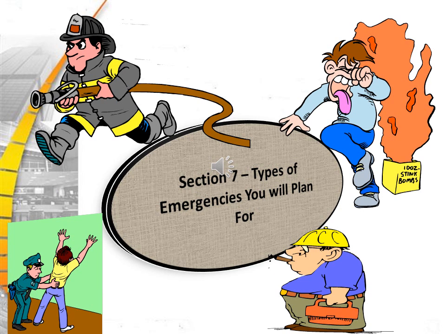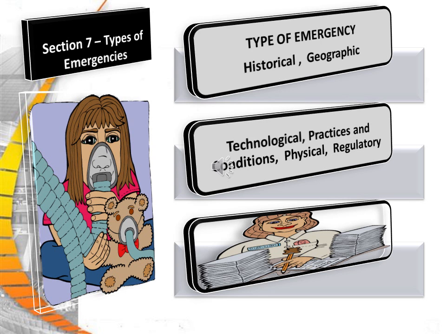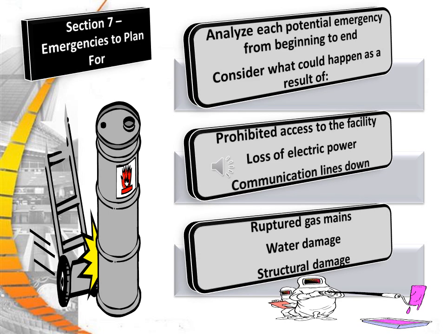Section 5. Types of emergencies you will plan for. Types of emergency: historical or geographic, technological, practices and conditions, physical and regulatory. Emergencies which you may seek to plan for include analyzing each potential emergency from beginning to end, considering what could happen as a result of prohibited access to your facility, loss of electrical power, communication lines being down, a ruptured gas main or water damage, as well as structural damage.